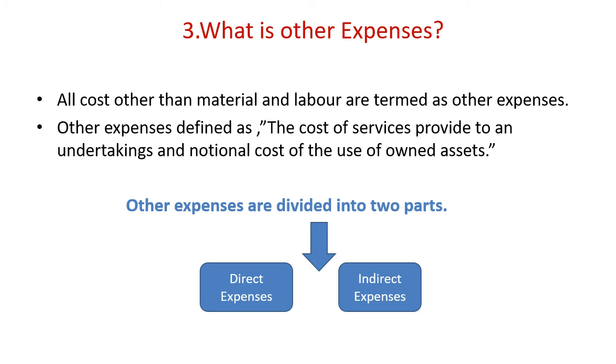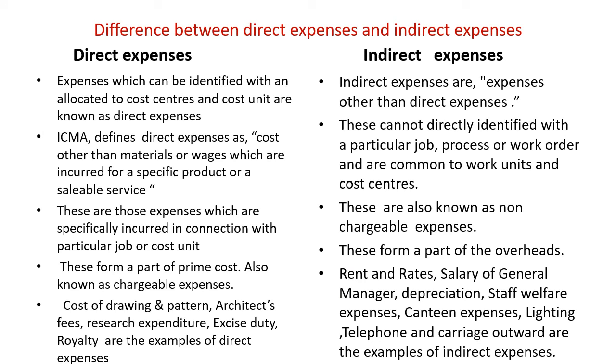Other expenses are divided into two parts. First one, direct expenses, and second, indirect expenses. Therefore, we need to see the difference between direct expenses and indirect expenses. First one we see direct expenses. Expenses which can be identified with and allocated to cost center and cost unit are known as direct expenses.